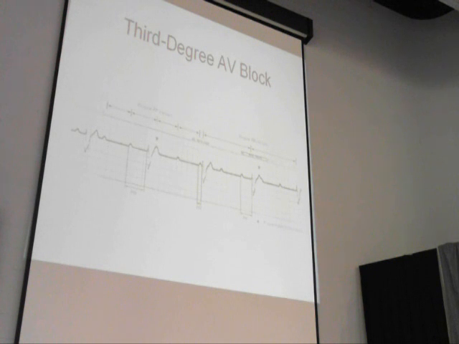The best heart rate this person is going to have is what the ventricles are making. That's 20 to 40 beats per minute. The drug of choice for symptomatic bradycardia is exactly what we're doing here.